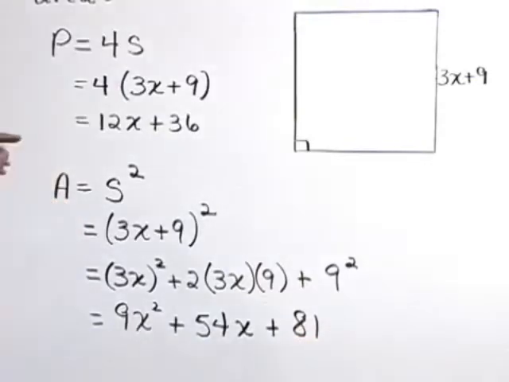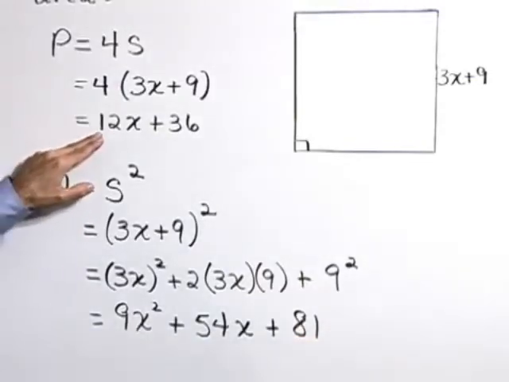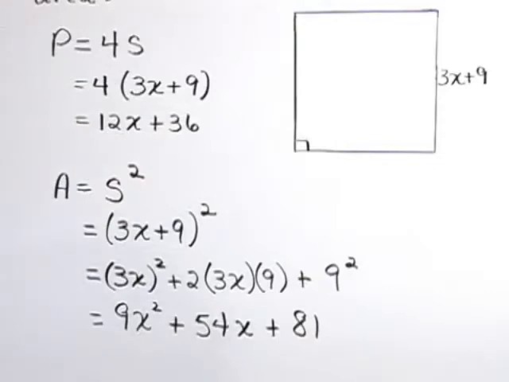So the simplified form for the perimeter is 12x plus 36. The simplified form for the area is 9x squared plus 54x plus 81.